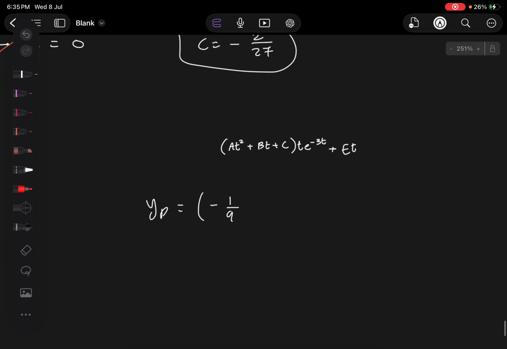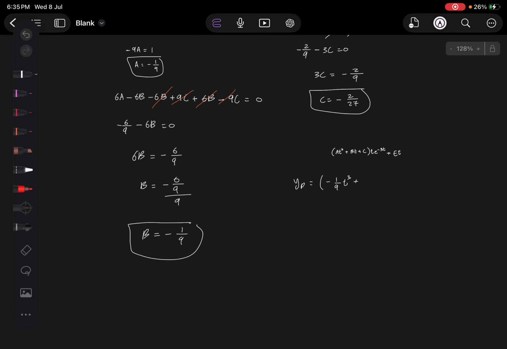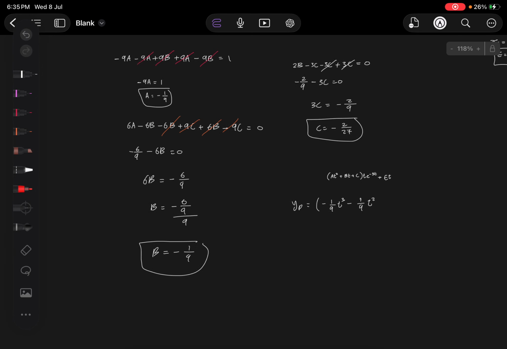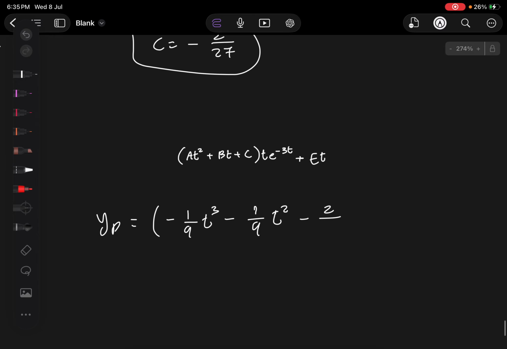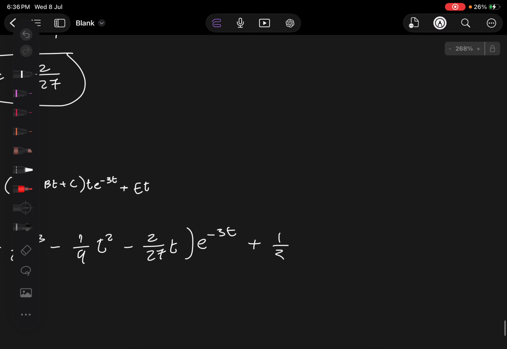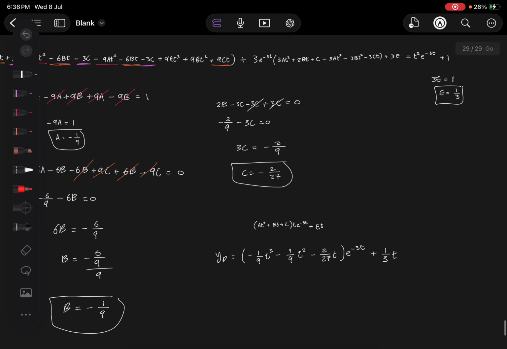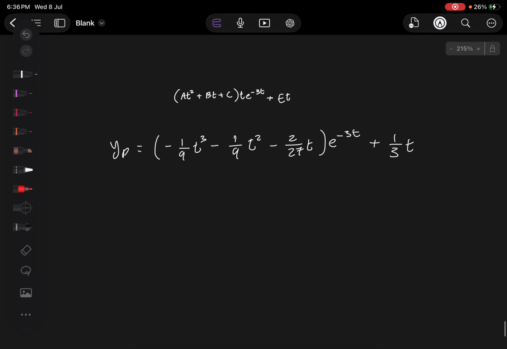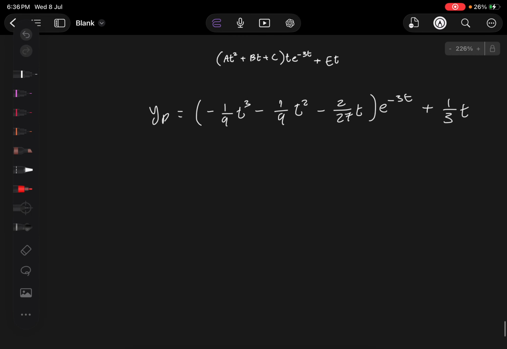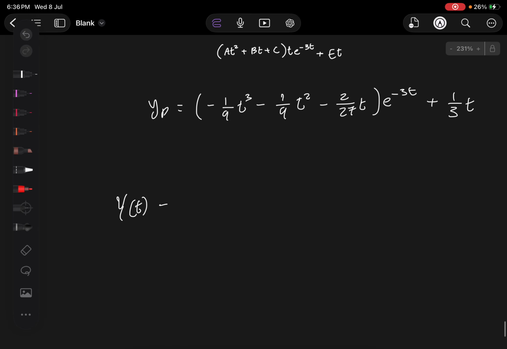So negative 1 over 9 t cubed plus or minus 1 over 9 t squared minus 2 over 27t, e to the negative 3t, and e was 1 over 3t. Let me check. It's correct. Next, well, you guessed it. You combine all of this, so capital Y(t) is equal to yc plus yp.